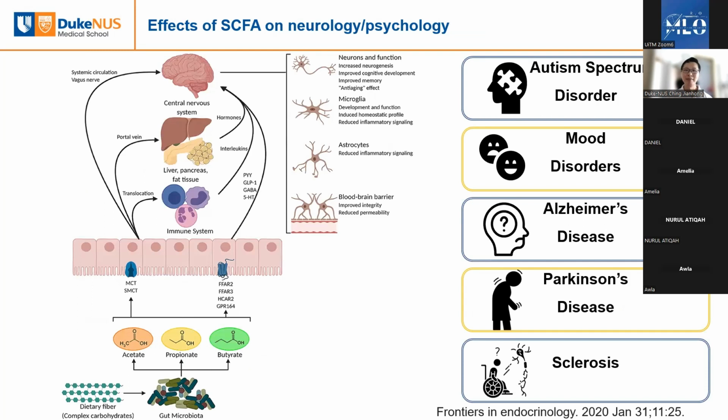And other than changing the metabolics and the disease, the gut microbiome can also act on the brain and influence autism, moods, Alzheimer's disease, Parkinson's, and sclerosis. And there are reports on trying to alter gut microbiome for people with autism to treat the symptoms.